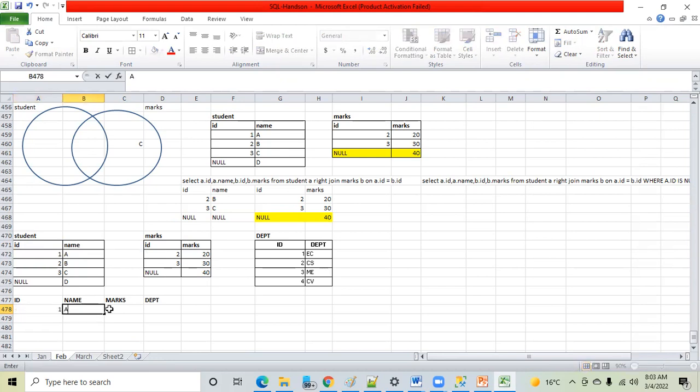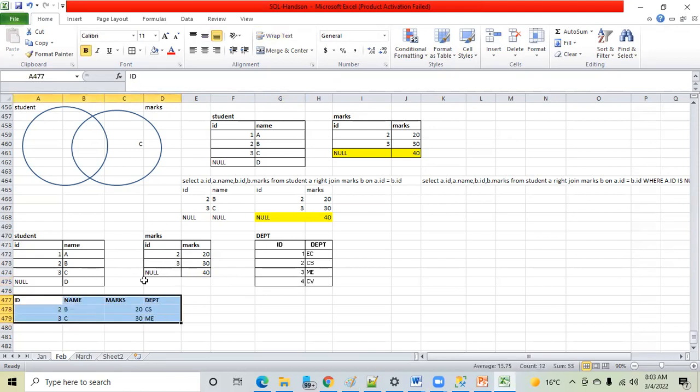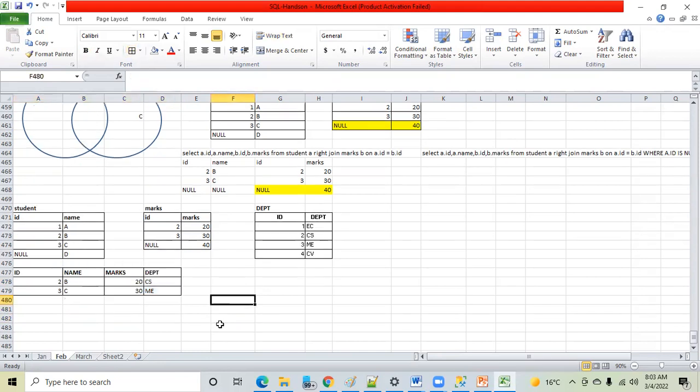Oh sorry, 1 is not present. 2, name is B, marks is 20. In which department is studying? CS. Right, CS here. 3, name is C, marks is 30, studying in the mechanical department. For ID 4, it is not present here, so we're not concentrating on that. Right now we are talking about the very straight scenario. Okay, this is the output.